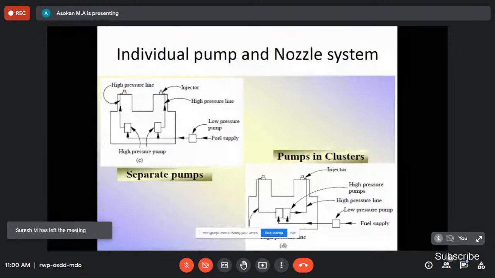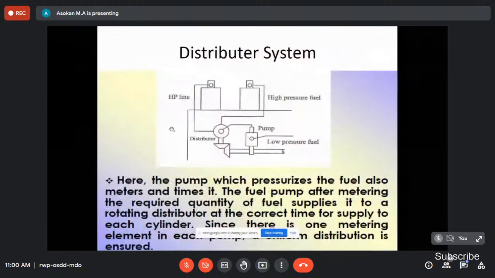Okay. And the distributor system. In the distributor system, there is only a distributor. Right? There is a low pressure pump, and the pump supplies the fuel to the distributor. The distributor supplies the fuel to all the cylinders. Right? The high pressure fuel is supplied to all the cylinders. Then the fuel is injected into the cylinder. That is the distributor system.